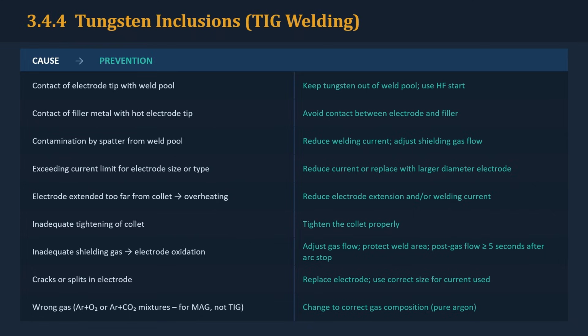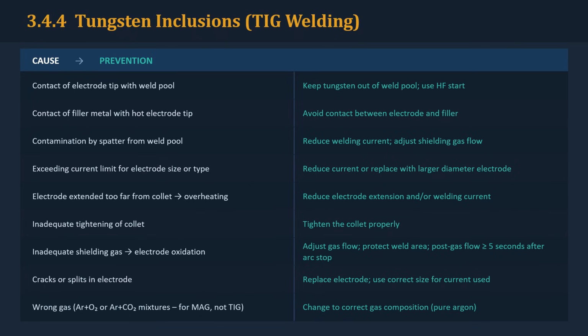The most common cause is contact between the tungsten electrode and the weld pool. Another cause is exceeding the recommended current capacity for the electrode size or type. Excessive electrode extension can also cause overheating. Poor collet tightening can create instability and overheating. Inadequate shielding can oxidize the tungsten electrode, while cracks or splits in the electrode can also introduce contamination.